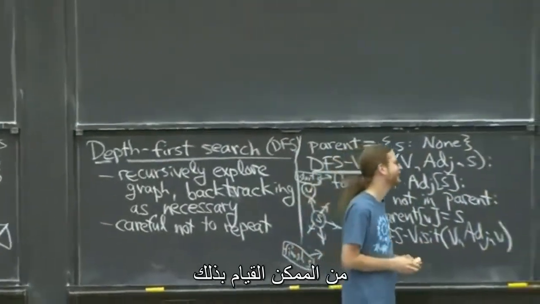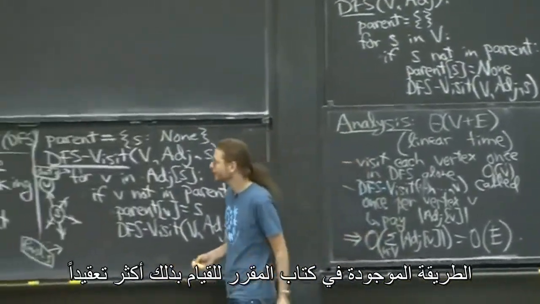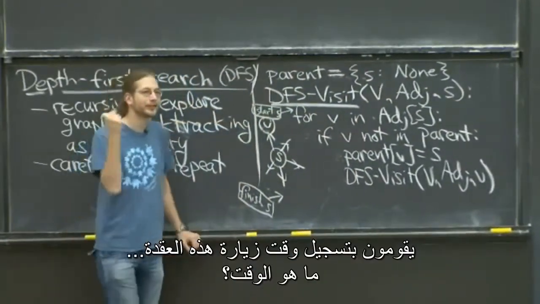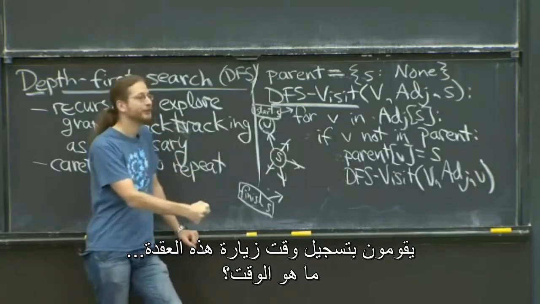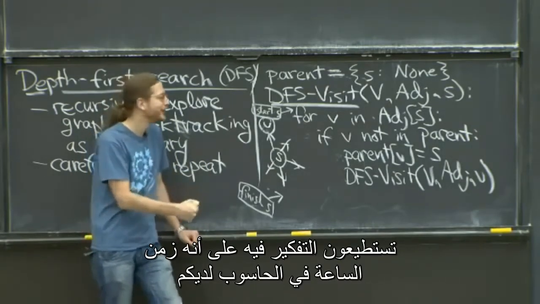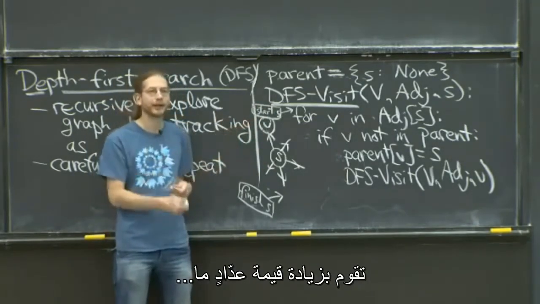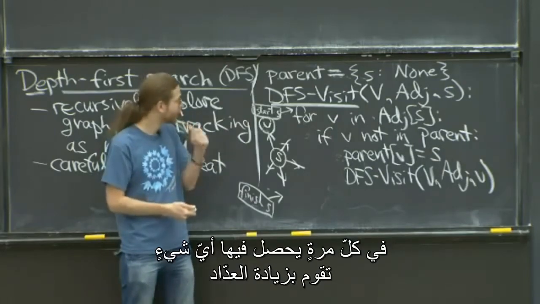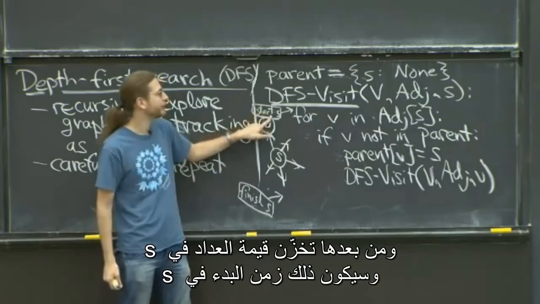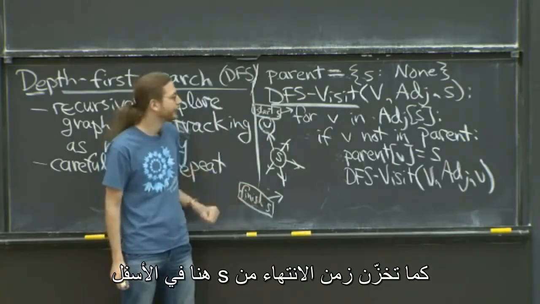It can be done. The way the textbook does it is a little bit more sophisticated, in that when they start visiting a vertex, they record the time that it got visited. What's time? You could think of it as the clock on your computer. Another way to do it is every time you do a step in this algorithm, you increment a counter. So every time anything happens, you increment a counter. And then you store the value of that counter here for S. That would be the start time for S. You store the finish time for S down here.